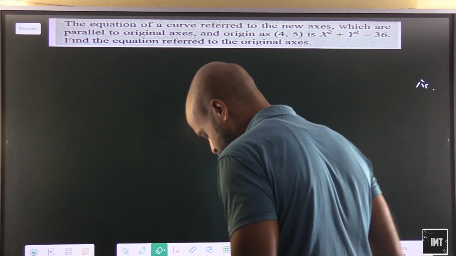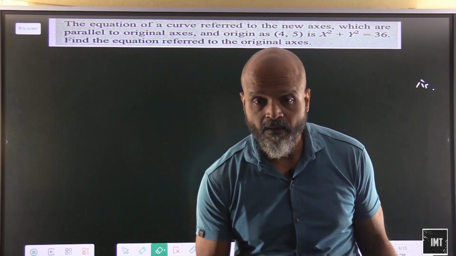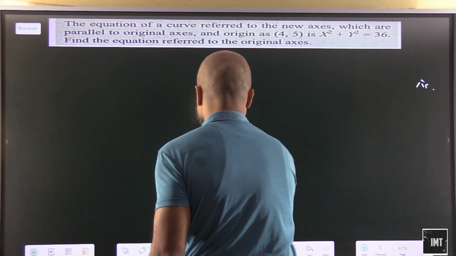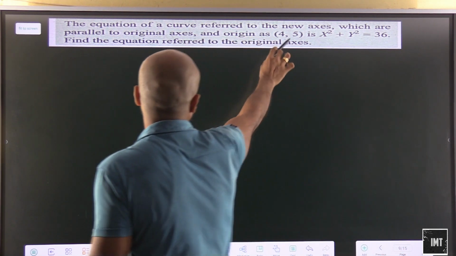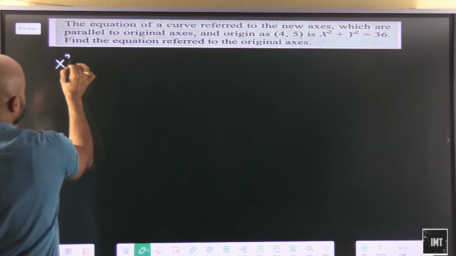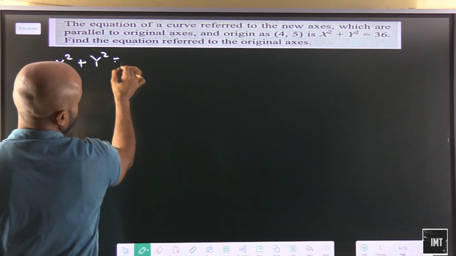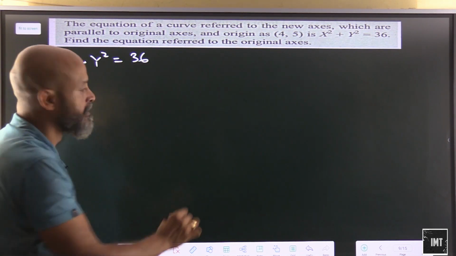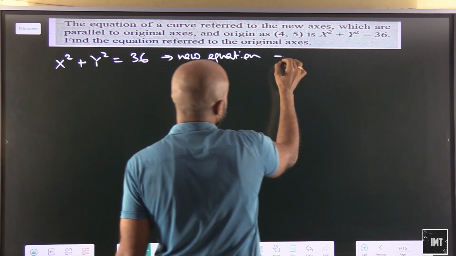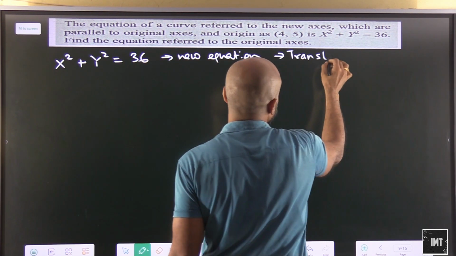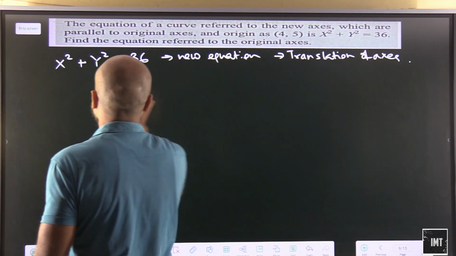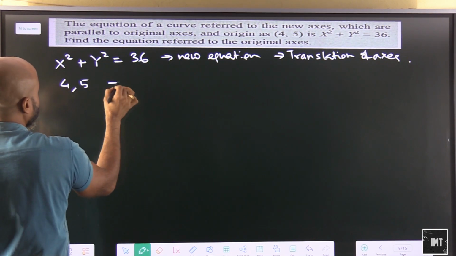Okay people, so in this problem, what we have here is the equation of the curve defined. The equation of a curve refers to the new axis. So this is the new equation, x square plus y square is equal to 36. And what has happened here is just translation of axis. The new origin is 4 and 5, which is basically h and k.